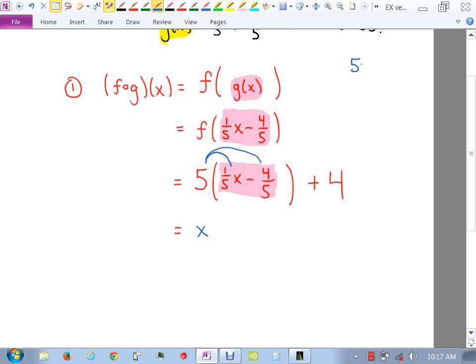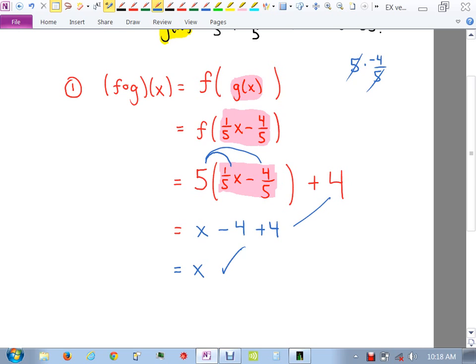What about the next one? You're multiplying 5 times -4 over 5. 5's cancel. You get -4. Then plus 4. All right, plus 4 is out here. What does that equal? X. Isn't that what it had to equal? We said that f of g had to turn out to be x. So far, we are happy.